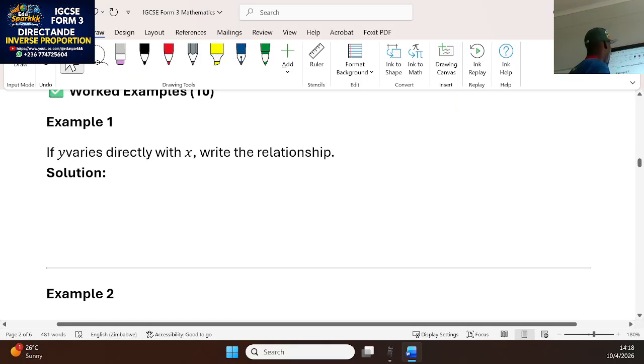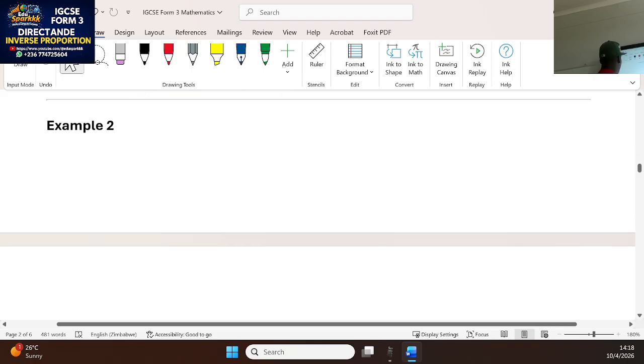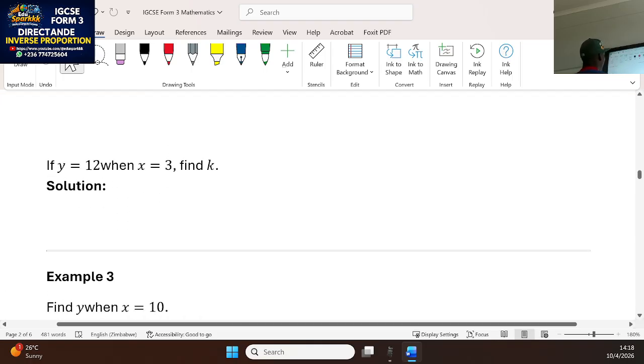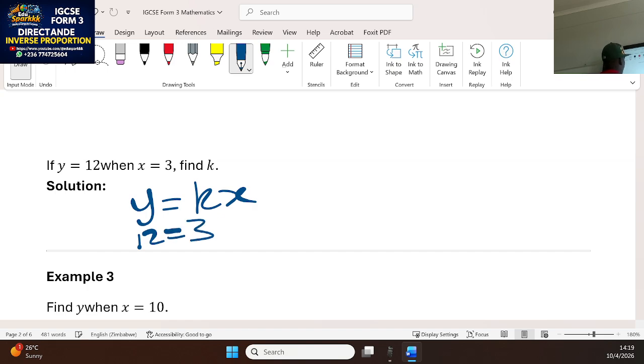Let's see if we can rush through about 10 problems here. y varies directly with x, right? The relationship is simply y proportional to x. Then the second problem: y is equal to 12 when x is 3. Find k. So y is actually kx. We are told y is 12 when x is 3. Therefore, when we divide both sides by 3, k is 4.